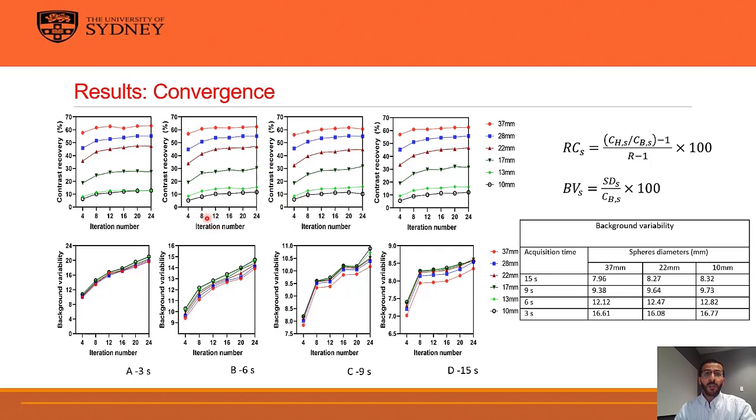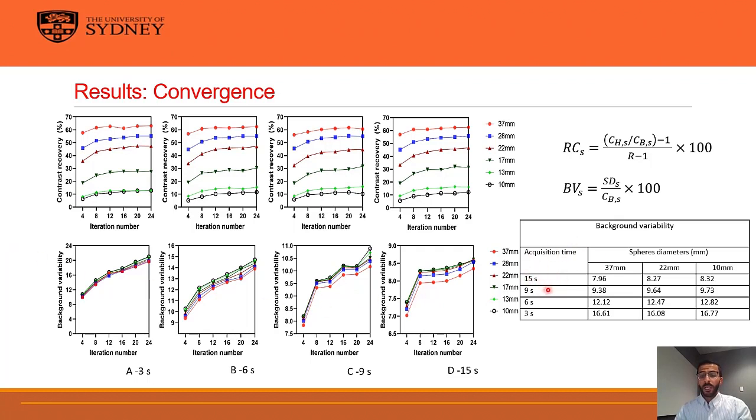However, due to the algorithm's convergence at a particular number of iterations, for example with 12 iterations or more, the uptake in the region remained about the same with less than 4% variation, but the noise level kept increasing. The graph on the bottom displays the background variability, which reflects the image noise level. The background variability increases with increasing number of iterations. In addition, a small sphere has higher noise than a larger sphere, and the noise decreased when the acquisition time became longer.